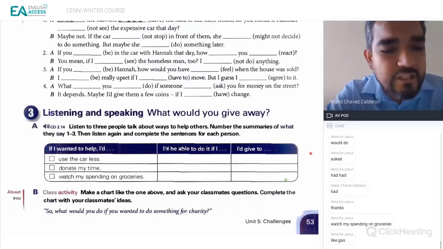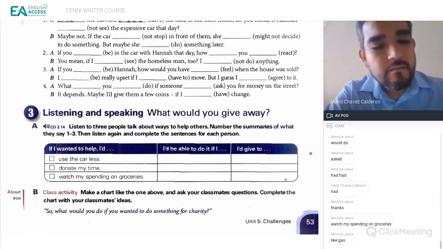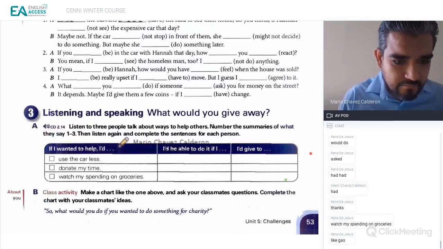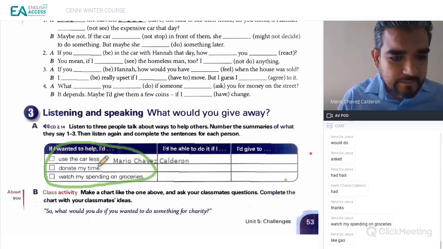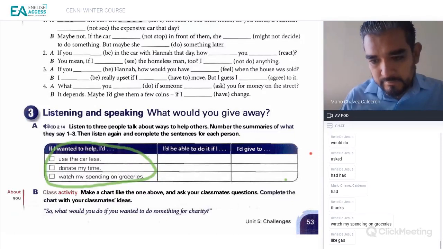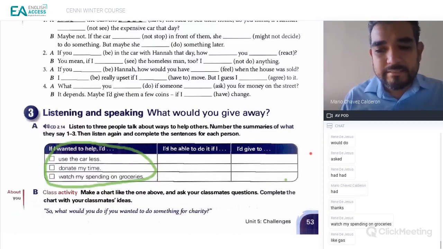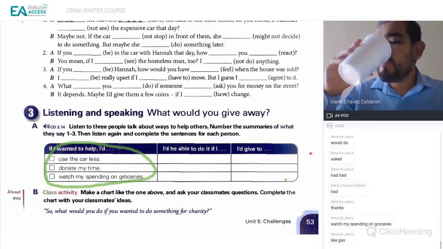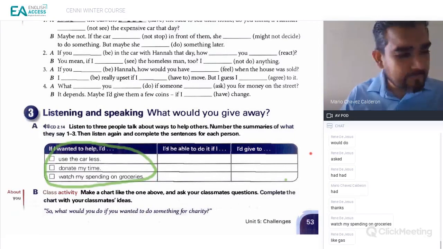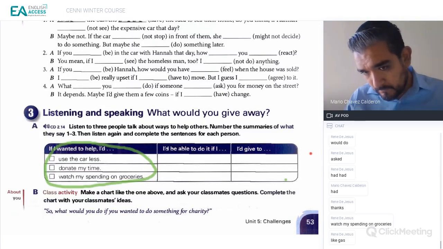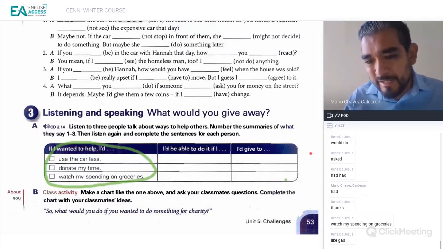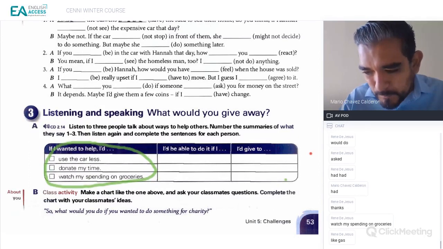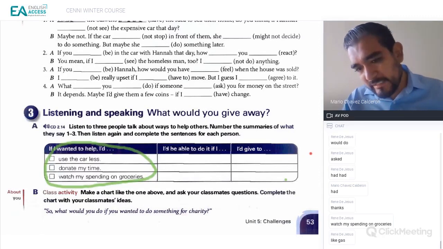No, you have 3 options, Rene. The options are these options: use the car less, donate my time, or watch my spendings on groceries. Isabel says, watch my spendings of groceries. No, Renee says, watch my spendings of groceries, right? I'm sorry, I thought it was Isabel. And you, Isabel, you don't say anything?